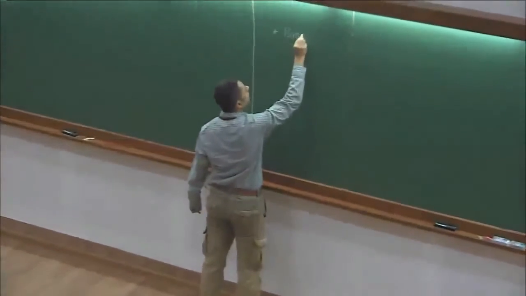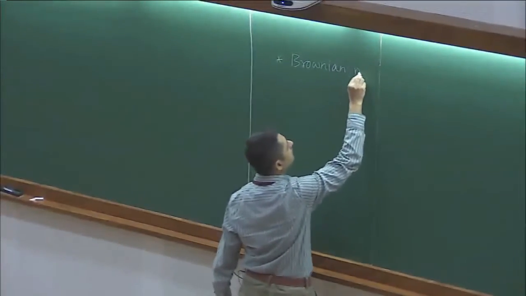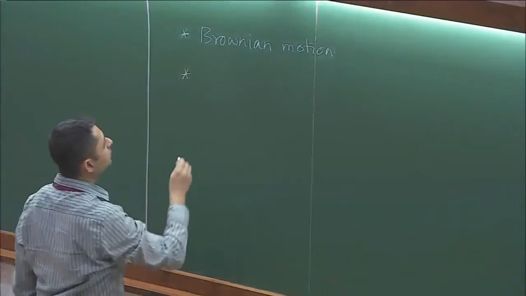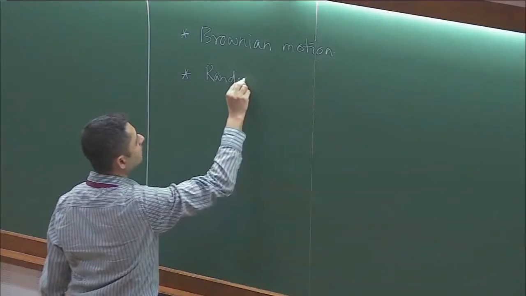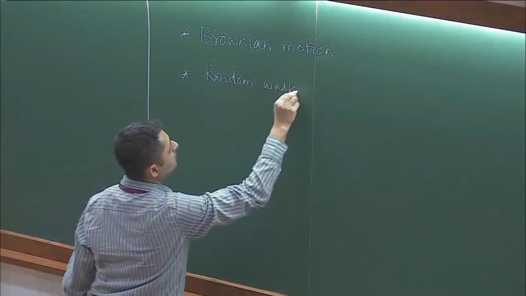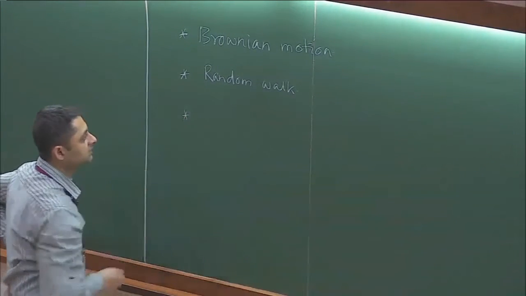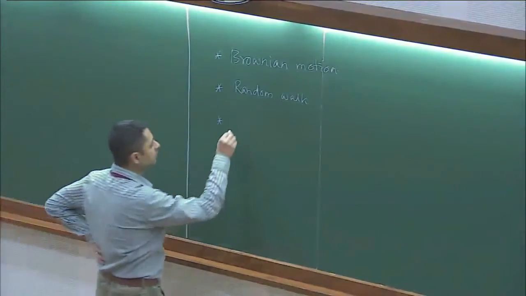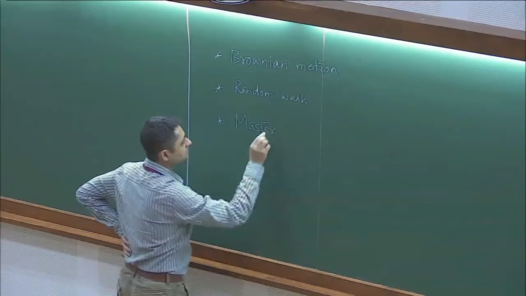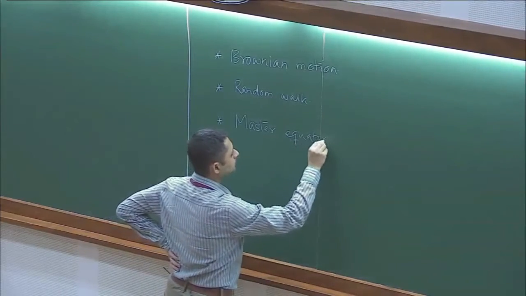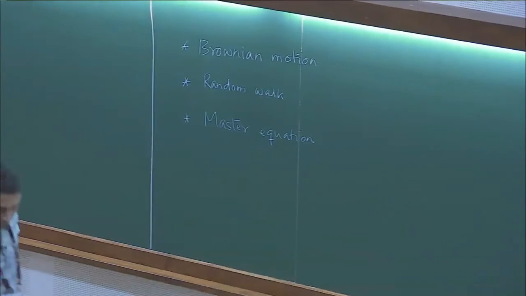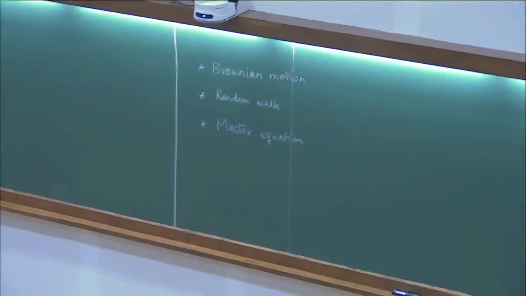So in the first lecture I'm going to remind you about the Brownian motion. The next lecture, this afternoon, I'm going to talk about random walk, which is a discrete time, discrete space random process. And in the third lecture, I'm going to talk about a process in continuous time but in discrete state space. So I'm going to basically talk about something called master equation. And I think all of these lectures will be useful for you in the next week, in the second week of the school.